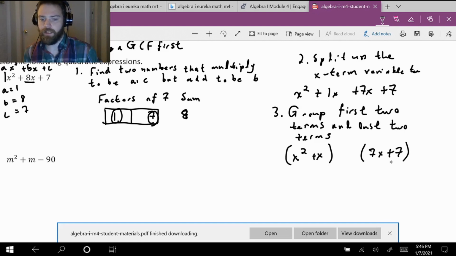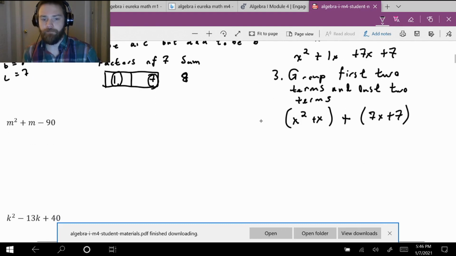Now, I'm going to say this, and I want to make sure that you guys understand it. Whenever you group these terms, there's a plus sign between. That's important. If you don't write this plus sign, you're saying that you're multiplying these two parentheses. So that plus sign is pretty important, okay? So the fourth step is to find the GCF.